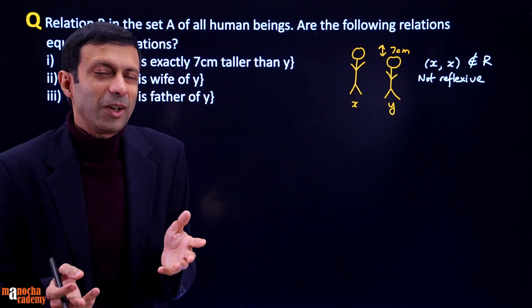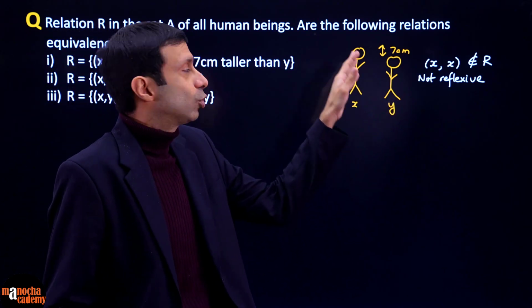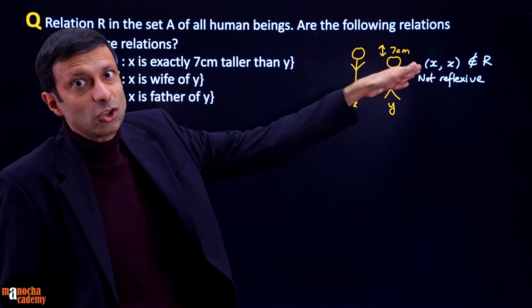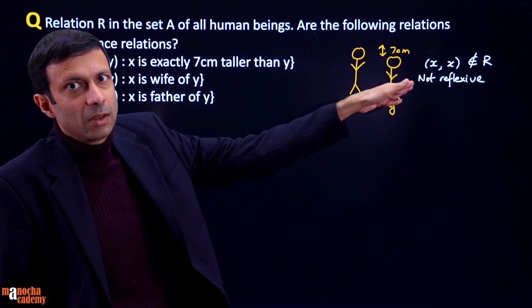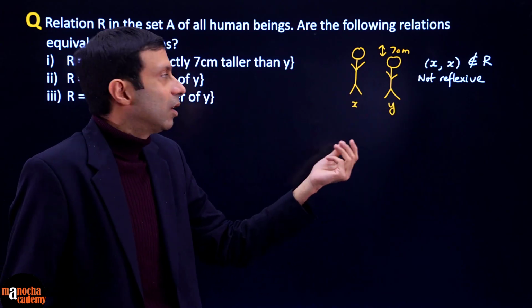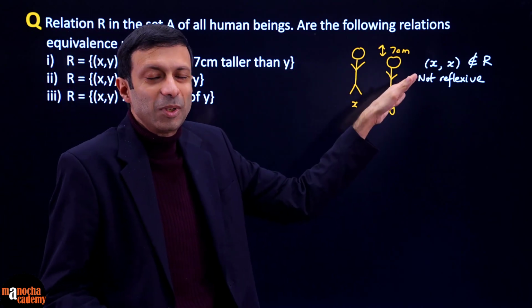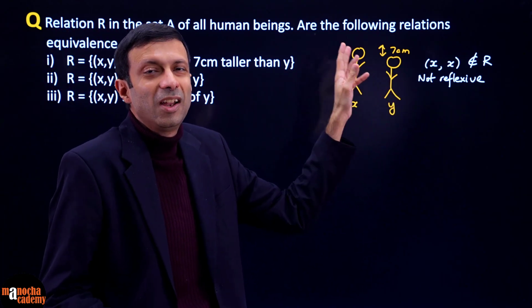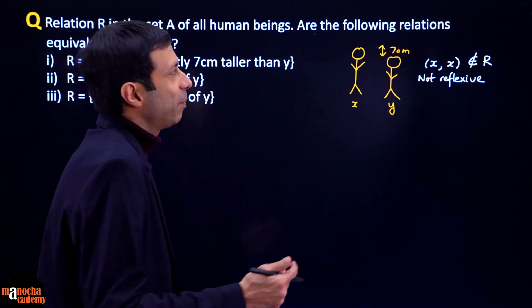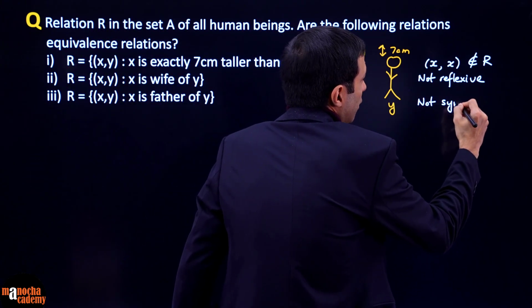Now let's check for symmetric. Very interesting. Again here, what will you say if x comma y belongs to the relation? So we have some person who is 7 centimeters taller than the other person. Will y comma x belong to the relation? Then how can y be 7 centimeters taller? X is 7 centimeters taller, so it belongs to the relation, but y comma x cannot be part of it. So therefore we know that this is not going to be symmetric.